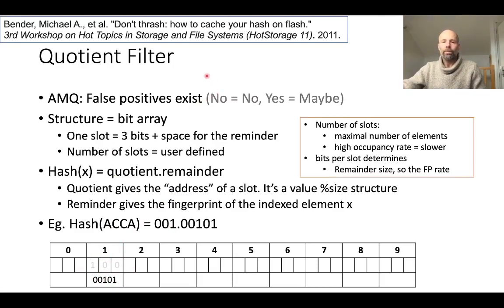The number of slots is defined by the user, as we said, and the maximal number of slots defines exactly the maximal number of elements you're going to put into your data structure. But know that with a high occupancy rate, the insertion and the query of elements is going to be slower. And of course, the number of bits per slot determines the size of the remainder, and so the false positive rate.